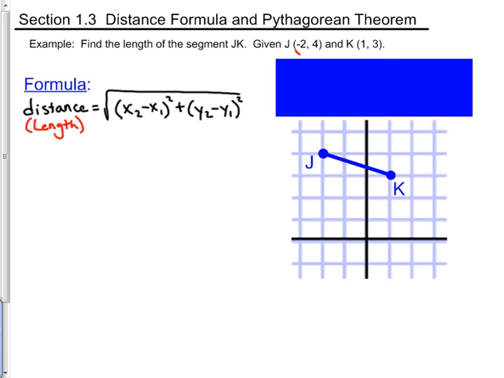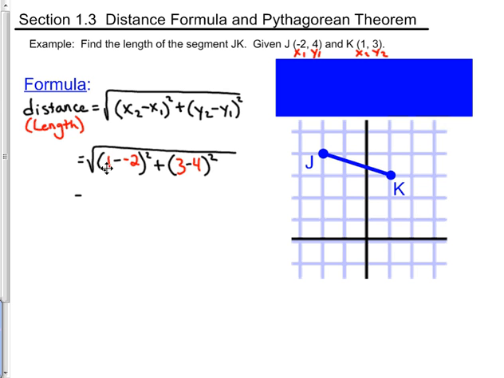First thing we're going to do is label our x and y points. I always label the first pair as x1, y1, and the second as x2, y2. Once we know what our x1, y1, x2, y2 are, we're going to substitute them into the distance formula. So to start, I always draw the big square root sign, and then I substitute in.